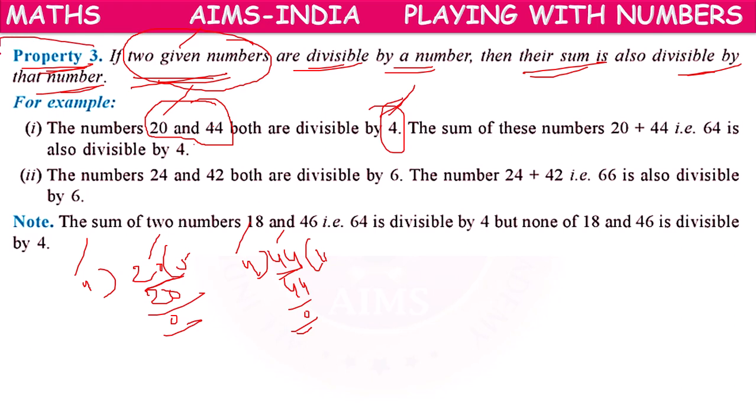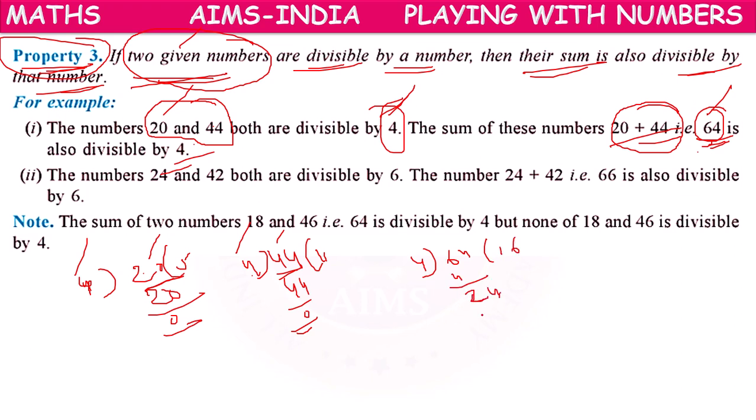Now according to this property, what is the rule? If two numbers are divisible by the same number, then their sum, 20 plus 44, 64, is also divisible by 4. Means 4 into 64: 4 times 1 is 4, remaining 24, 4 times 6 is 24, remainder 0. It is also divisible by 4.